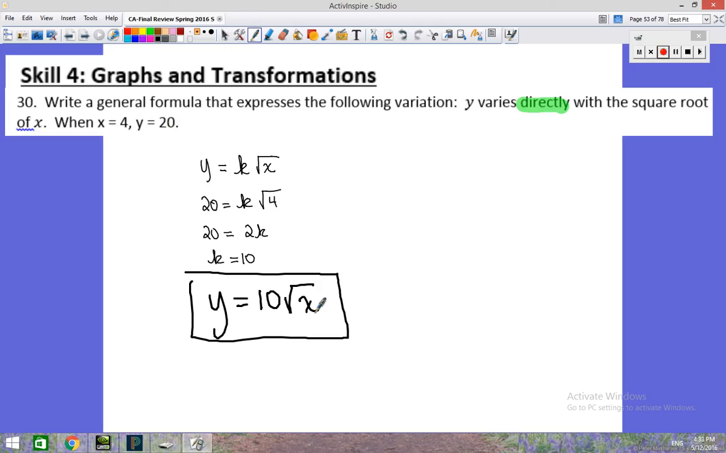If they told me that x was 16, the square root of 16 is 4, and 10 times 4, hey, y would be 40. And if it's not a perfect square when they give me an x, I can use the calculator and get a decimal approximation. I can use this equation, this formula, to predict different y values if you give me the x value. Or if you give me y values, I can calculate x.